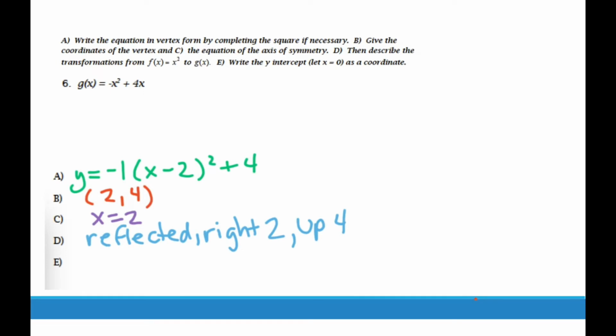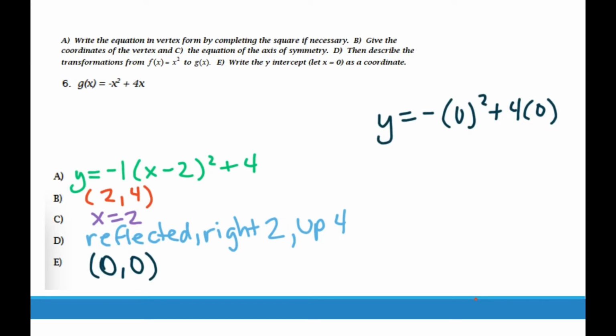Okay, and then last we're supposed to state the y-intercept. That's where we let x be 0. So you're going to plug 0 in for x, and then you get 0. So that's how you're going to get your y-intercept. So that's actually both the x-intercept and the y-intercept. If you solve that equation, that would be your solution as well.